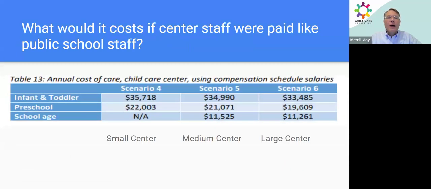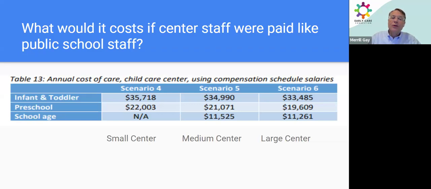Now, one of the things that they're really looking at here is trying to get people to think about what would it cost if we were paying staff on a compensation scale, which is similar to what public school staff get paid. And this is what their scenarios are on that cost per child. Now, I think all of us will say there are not many parents out there who could afford $35,000 plus for infant toddler care. No one's expecting that this narrow cost analysis is going to make parents pay for this.